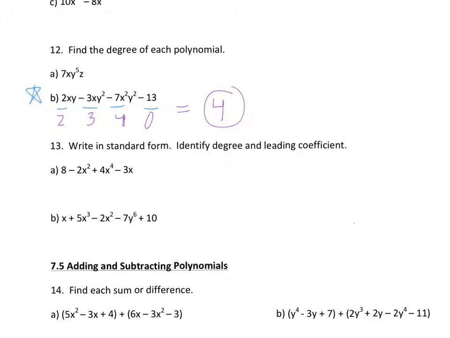All right, 13, write in standard form. Identify the degree and leading coefficient. So standard form means highest degree to lowest degree. So this would be 4x to the 4th minus 2x squared minus 3x plus 8. The degree here would be 4, and the leading coefficient would also be 4. And again, leading coefficient is the first number that you see in front of your variable, and then the degree is the largest degree here. It's 4.